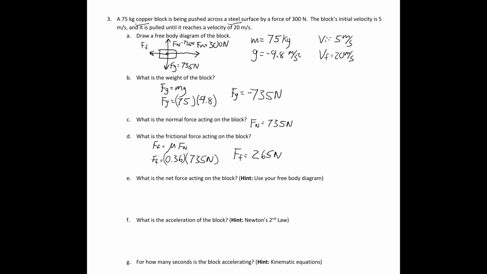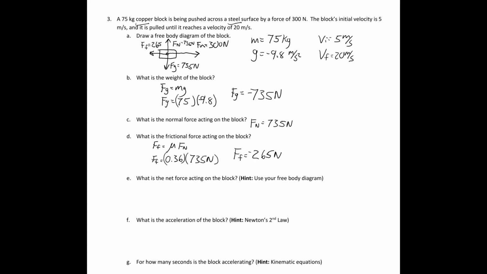Now, it's important to note, we got a positive number for this, but we were really only calculating the magnitude of the frictional force. Since we drew the velocity going to the right, the frictional force is going to the left. You could think of this as a negative frictional force. It's just showing the direction. In our case, it's going to the left. That's going to be important for letter E.